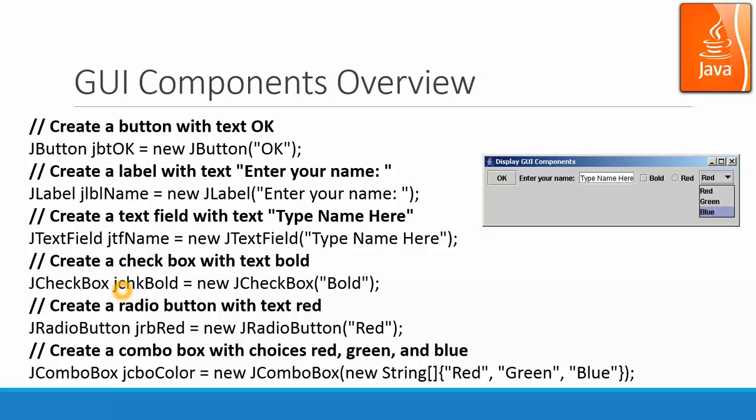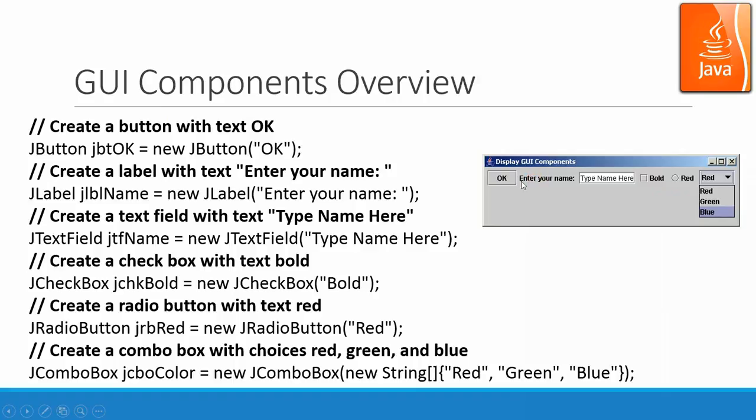So starting from here, we will look at the basic components and containers, and then we will look at the listeners. For the first thing, let's look at this GUI example. We have a button here. We have a text field input here. We have a checkbox here. We have radio button over here. And then we have a combo box over here.